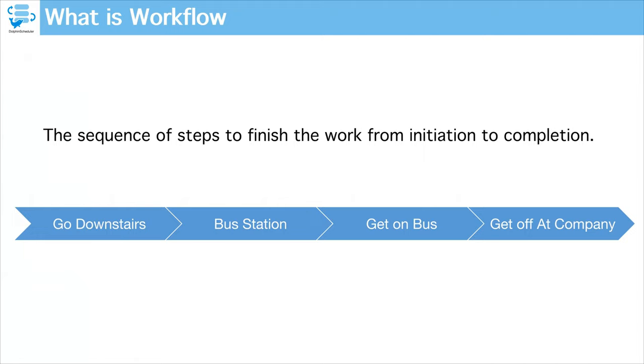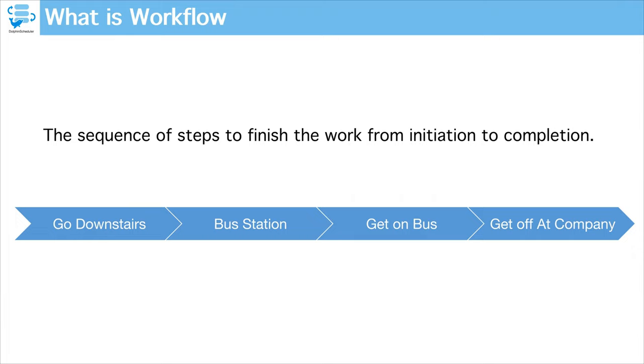The definition of workflow is the sequence of steps to finish the work from initiation to completion. Yes, that's it, but it's just a definition. We still don't know what exactly workflow is, even though we know the meaning of each word in the sentence. So let's give an example about workflow in our real life. You know, we all like examples. How about we give an example about how I go to work every day? Every day I go to work by bus.